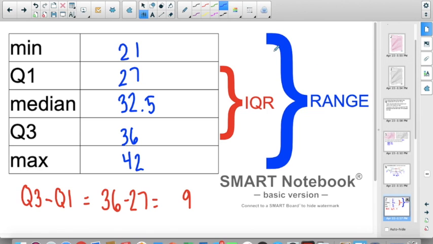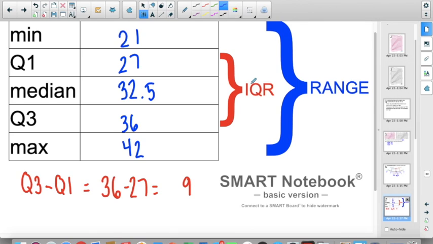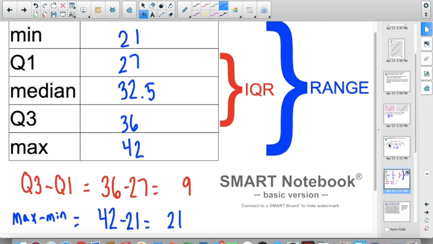But then on the other hand, the range, I think you should know this from 8th grade, the range is your highest value minus your lowest value. Your max minus your min. So we take our max, 42, minus 21, and we actually get 21. That is the range. Okay, so important information there.